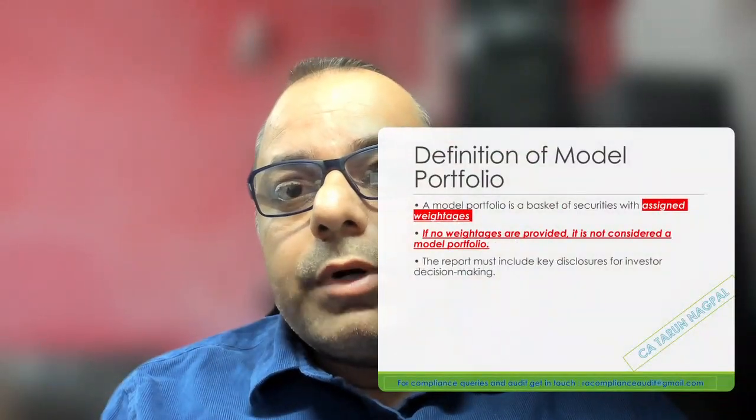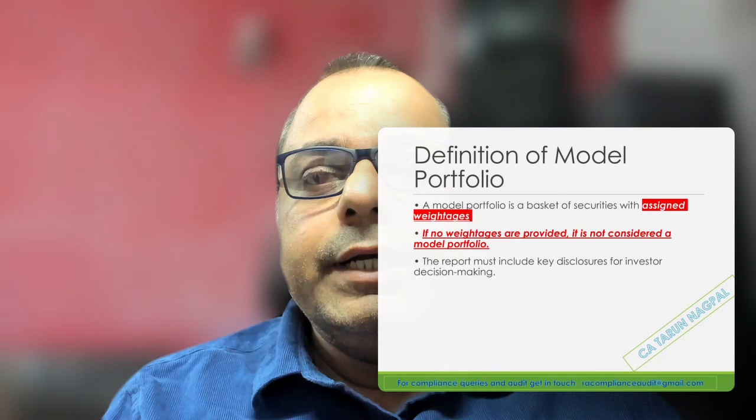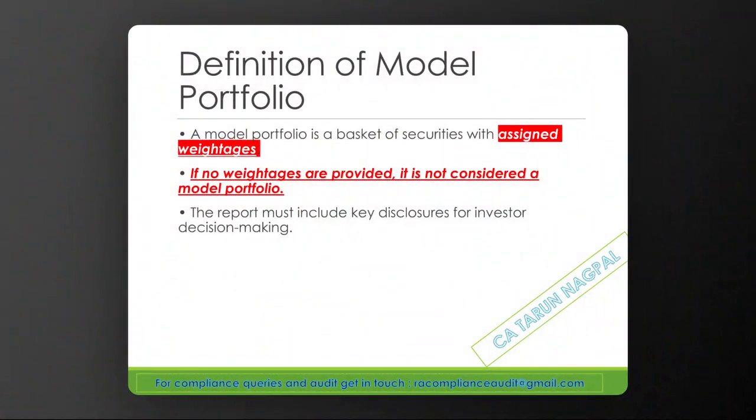Now, if we talk about the model portfolio, first of all we need to understand the definition of a model portfolio. A model portfolio is any basket of securities with assigned weightages. That means whenever you are issuing a basket of securities and assigning weightages, it is called a model portfolio. But if you are issuing a basket of securities and not assigning any weightage, that will be only a basket of securities and will not be called a model portfolio.